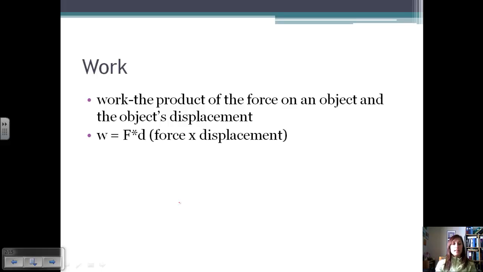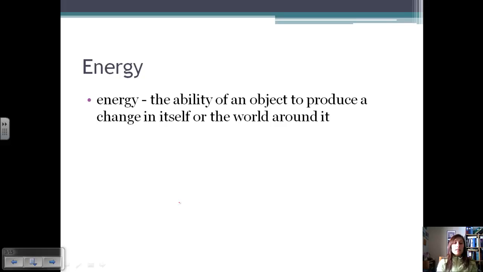And so product is going to be a multiplication. And so to find work, we want to take the force on the object times how far the object moved or was displaced. Energy is also involved in order to do work. So energy is the ability of an object to produce a change in itself or the world around it.